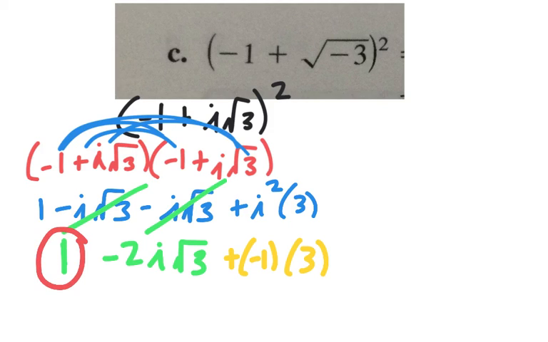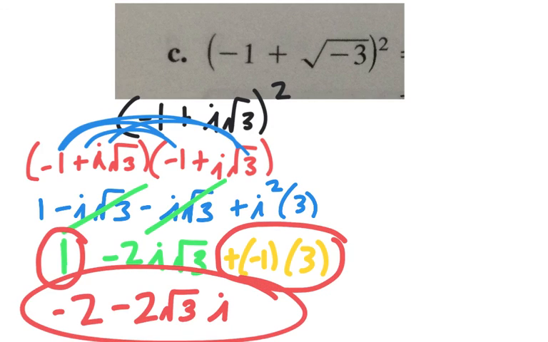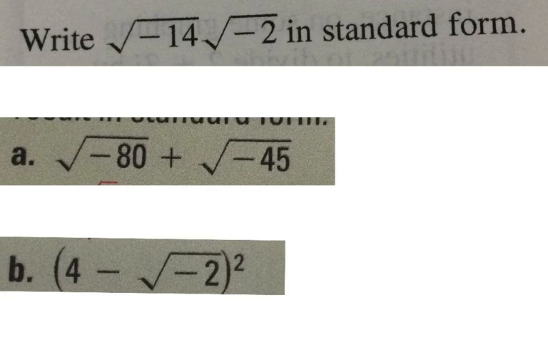Now then I have 1 minus 3. If I multiply that out, that's a -3. So 1 minus 3 is -2. Then I have -2 radical 3 i. So again, I'm just rearranging it to make it look like a complex number where the i is at the end outside the radical.